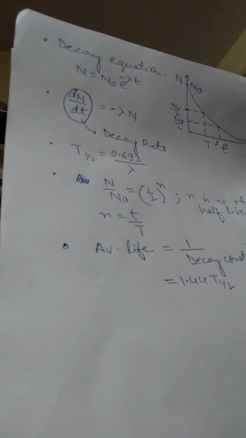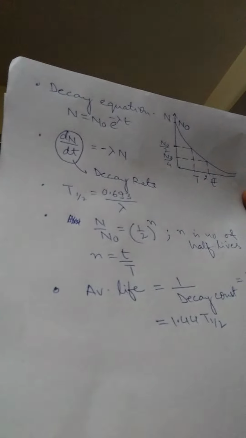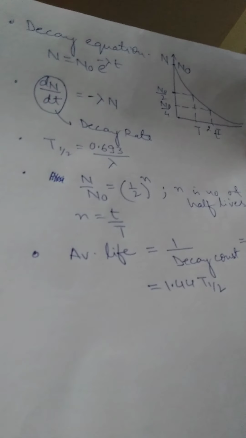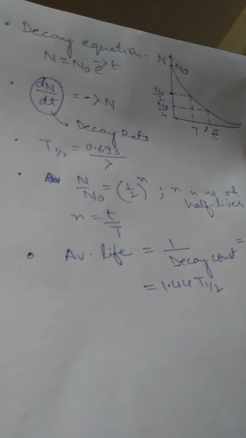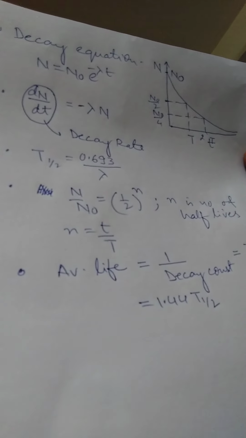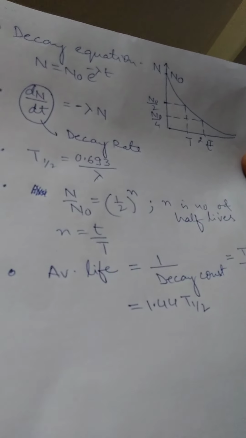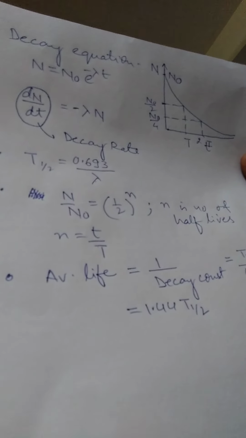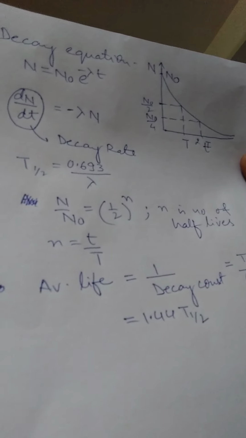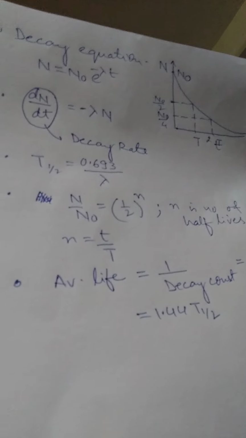Another formula, very important formula for numerical point of view, N upon N naught is equal to 1 by 2 to the power n. Small n is number of half lives. I am just giving one example in form of numerical. The numerical is, suppose half life period of any element is 60 days. In how many days number of atom left will be 1/4. You are only concerned with number of atom left, not how much decayed.